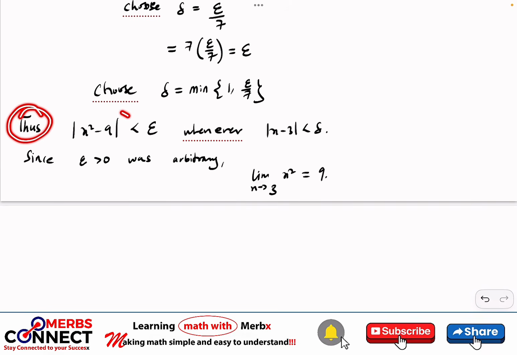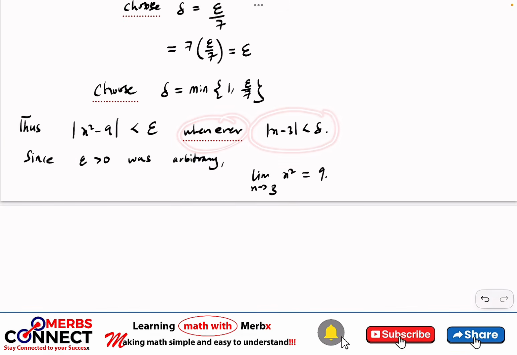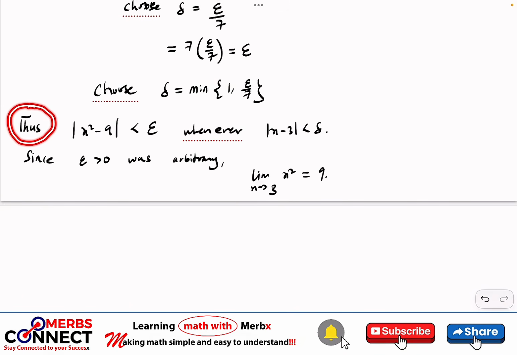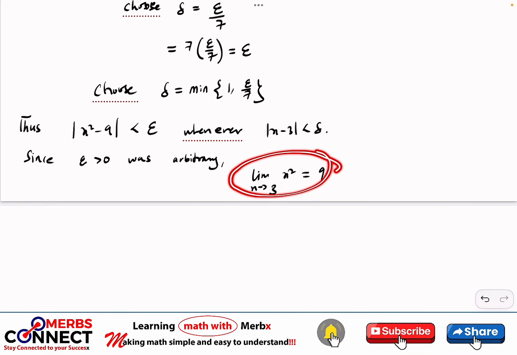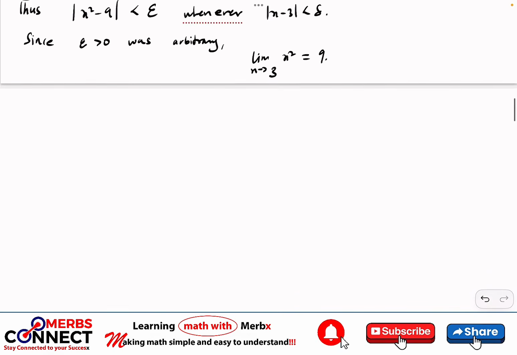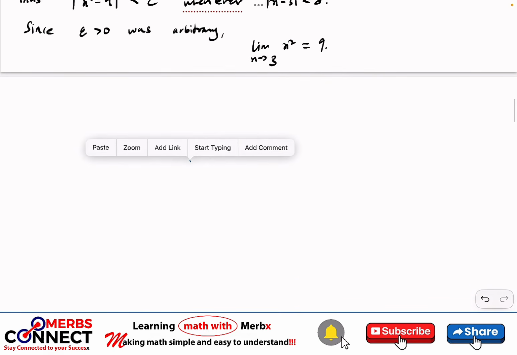So thus, this is less than delta whenever this is less than. How am I interchanging delta and epsilon? I love the epsilon and delta definition. So thus, this is less than epsilon whenever this is less than delta. Then since epsilon was arbitrary, this is supposed to be equal to 9. Now let me show you the other way too that we can solve this.